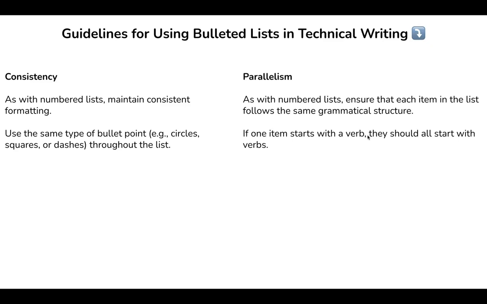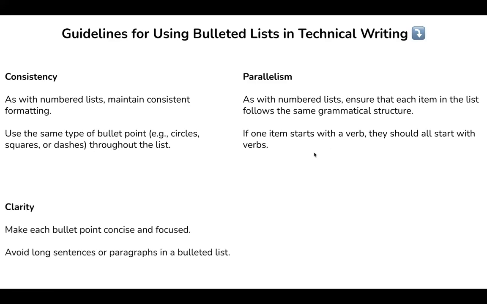The next one is parallelism. So as with numbered lists, you should ensure that each item in the list follows the same grammatical structure. So if one item starts with a verb, the subsequent list items should also start with verbs. Right? So clarity. Again, make each bullet point concise and focused. Bullet points in this case, sorry about that, means each list item.